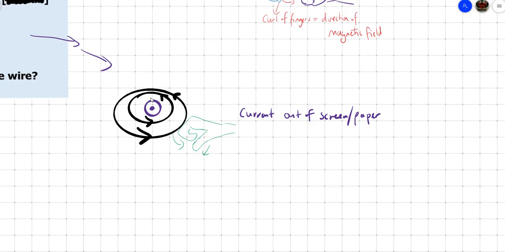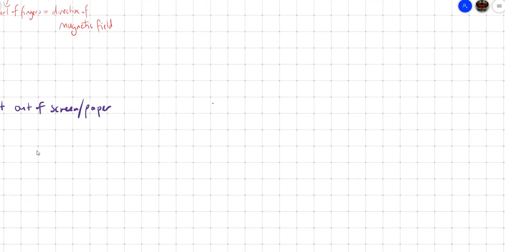Now let's do the second one. The second one is a cross. If it's a cross, it means that the current is going into the screen, into the paper. Now again, we are going to be using our right hand rule. So how would it look this time? Our thumb will be pointing into the screen.